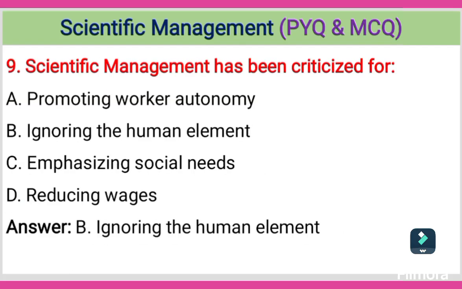Next question is, scientific management has been criticized for A, promoting worker autonomy, B, ignoring the human element, C, emphasizing social needs, and the D is reducing wage. So the right answer is ignoring the human element.